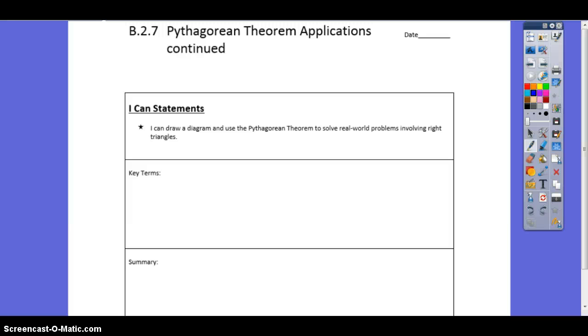2.7 Pythagorean Theorem Applications continued. So it's the same as what we did yesterday, 2.6. Only today we're going to draw our own pictures, draw our own diagram, label them, and then solve it.